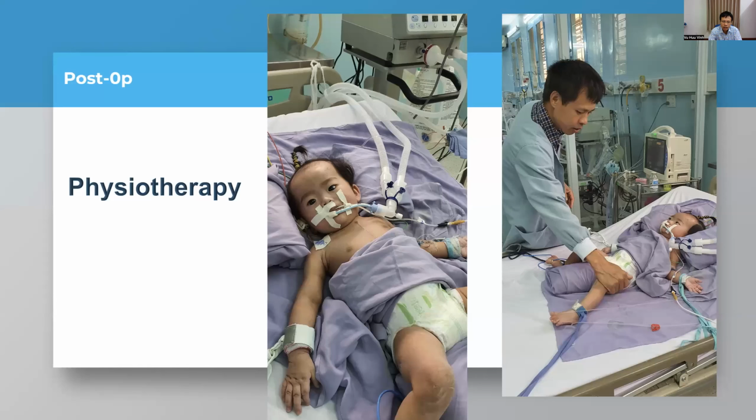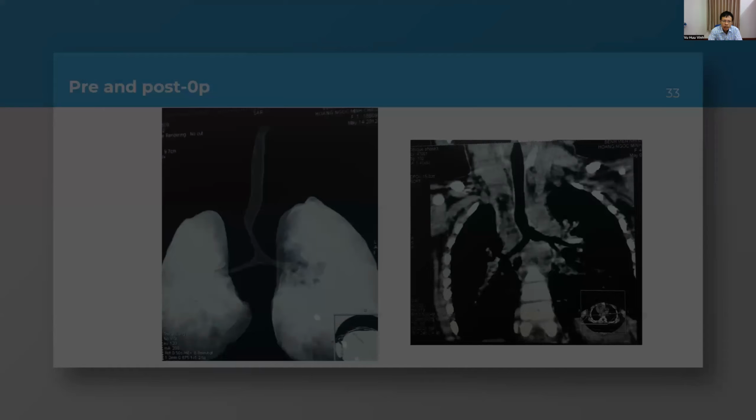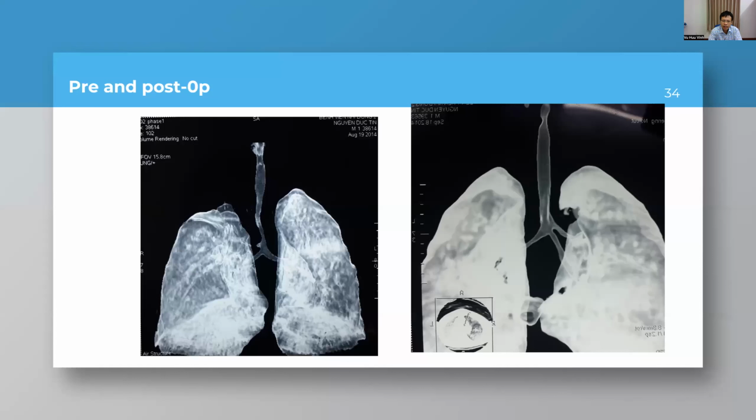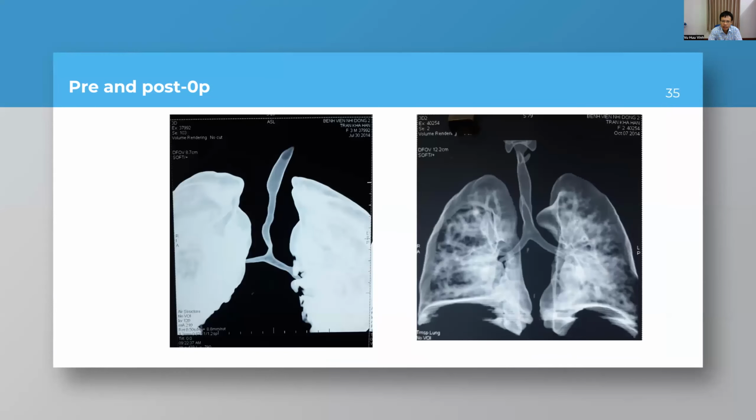After surgery, the patient may require physiotherapy because most of them lie in the hospital for a long time and the muscles are very weak. So physiotherapy is a help. This is some pre-operative and post-operative imaging. So as you can see, yeah. And this is another case. The caliber of the trachea was much improved. This is another case.